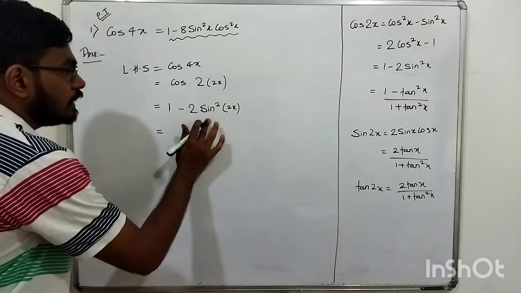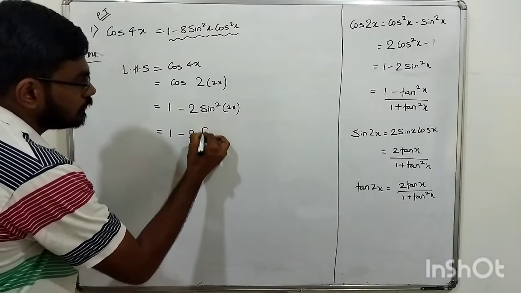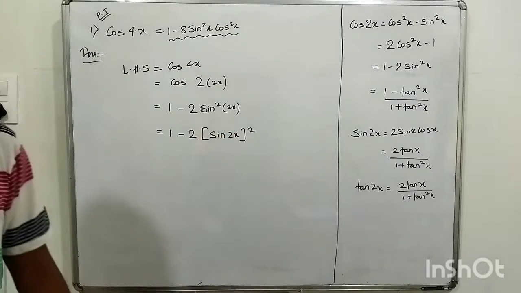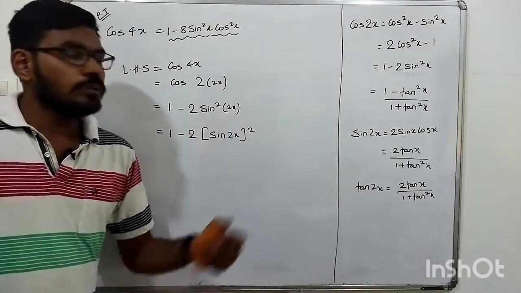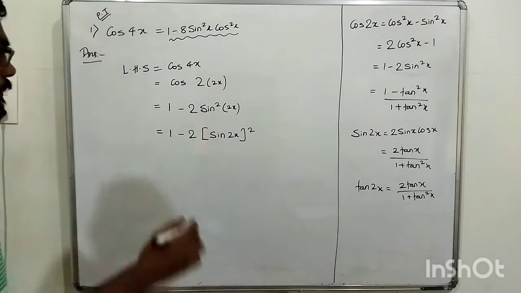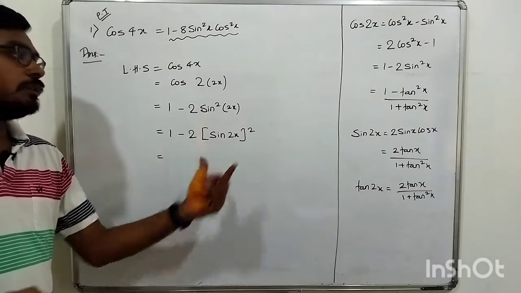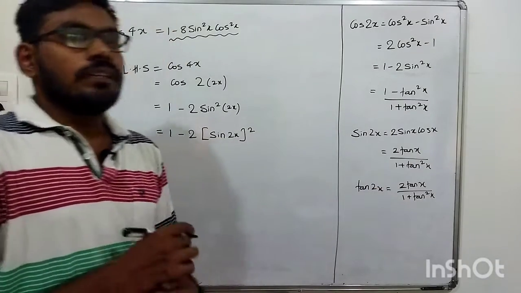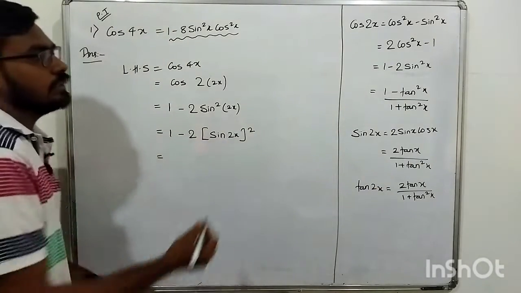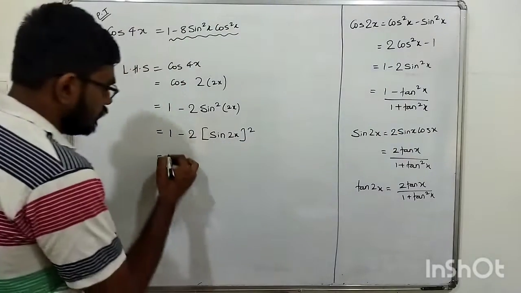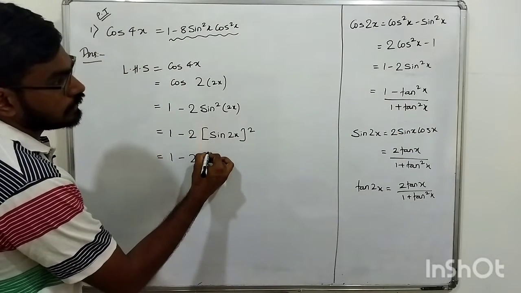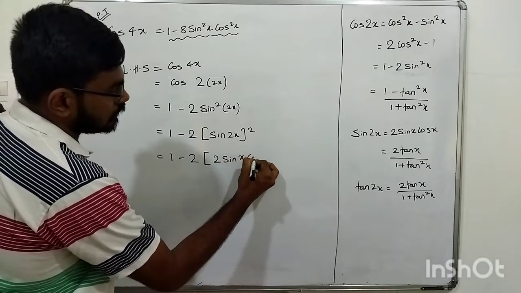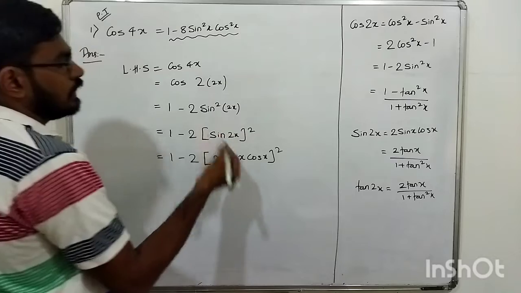Now we can write this sin square 2x as sin 2x the whole square, correct? Next step, just simplify this, sin 2x the whole square. Sin 2x we can use this formula obviously. Sin 2x is there, so we'll use this formula. So what we'll get: 1 minus 2 times sin 2x the whole square, that is 2 sin x cos x the whole square. Now just simplify and you will get this answer.